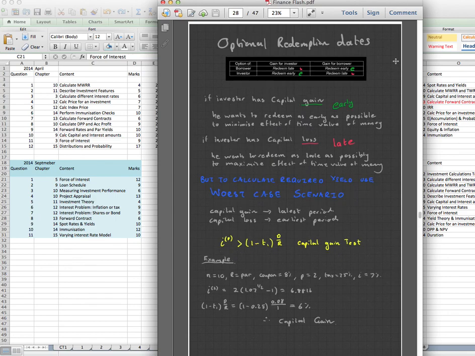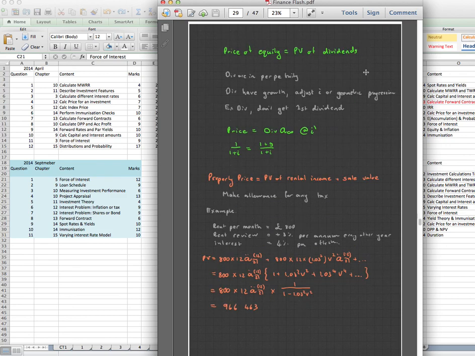Show your working out so that you can get some marks. They might show the worst case scenario, where we have to choose between early or late optional redemption dates. You might also have to find the value of a dividend, which is quite easy. Property is a little bit more difficult in the sense that they have strange rent reviews where it only increases every other year, and it's quite awful.